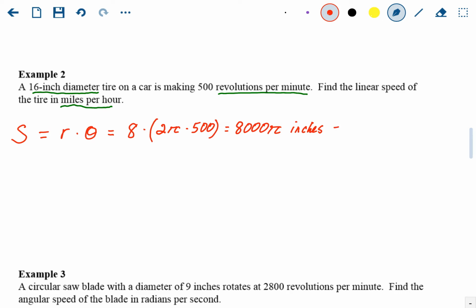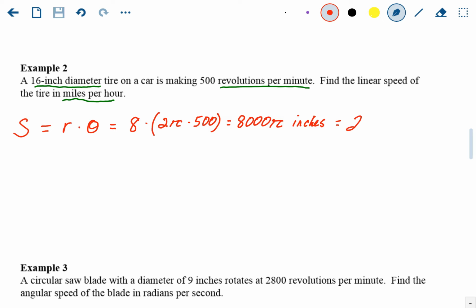Now again, 8,000 pi inches doesn't really mean much to me. So what you can do is you just do 8,000 times 3.14. Which is 25,120 inches. Alright, so that is the arc length. That's how far this tire traveled.